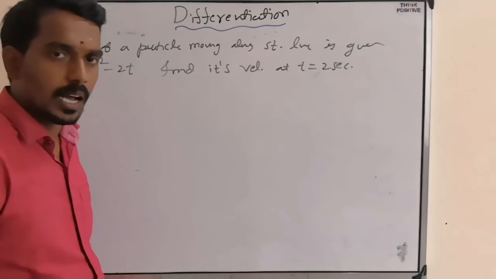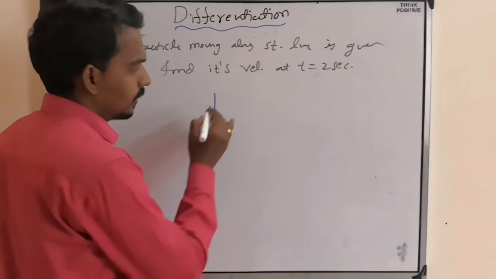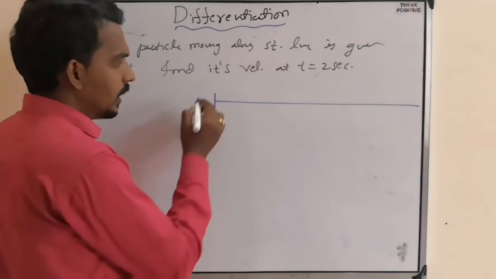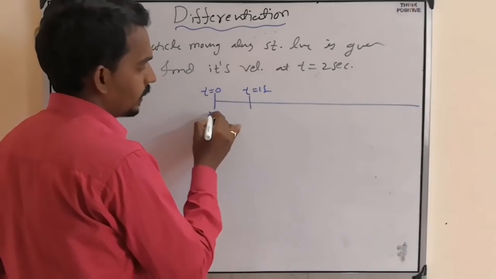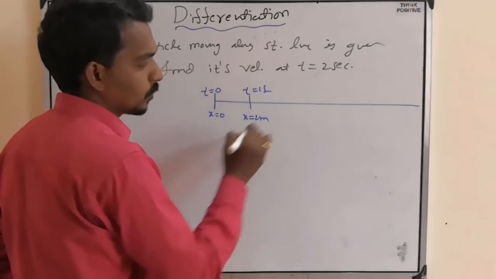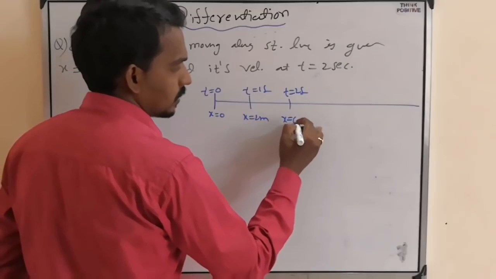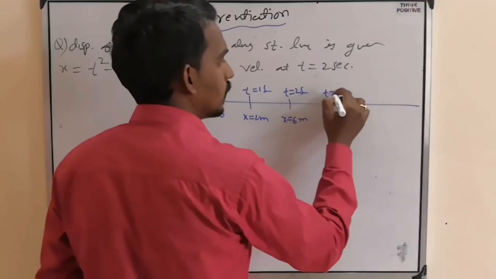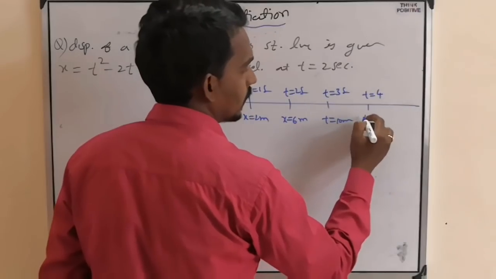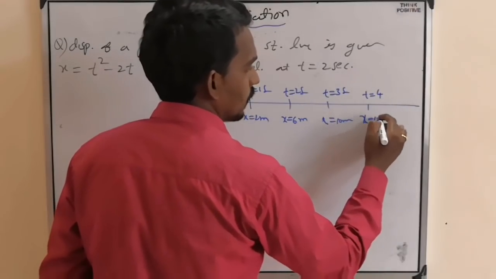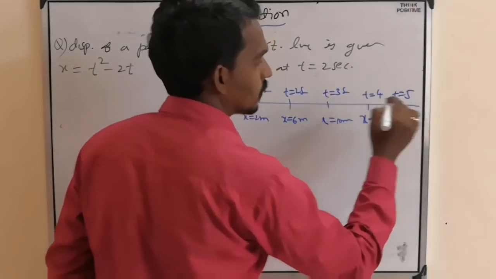I said already in the last class, but still once again I am explaining. Suppose the particle started here and is moving. Starting at t equal to 0, after 1 second it covered 2 meters, suppose. Then after 2 seconds it is at 6, then 10, after 4 seconds it is at 15, then after 5 seconds it is at 25, suppose.